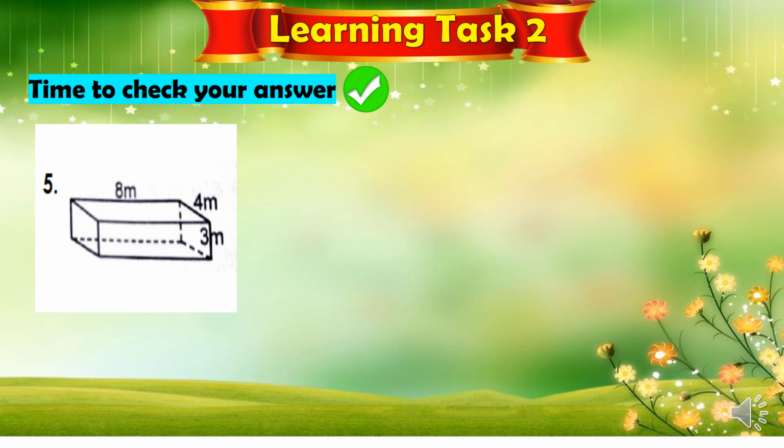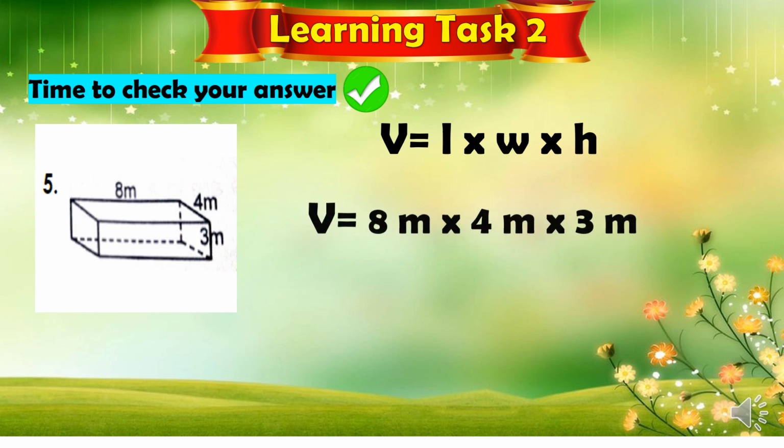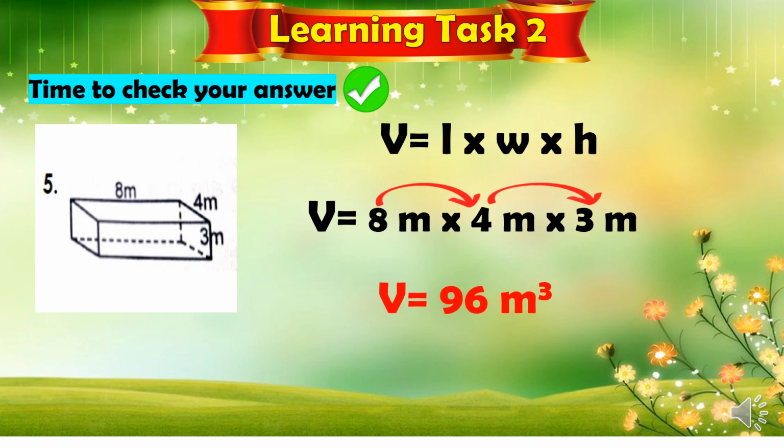Okay, for number 5, since this is again a rectangular prism, we will be using V equals length times width times height. Then let us substitute. Length is 8 meters, the width is 4 meters, and the height is 3 meters. When we multiply 8 times 4 times 3, that will give us a volume of 96 cubic meters.